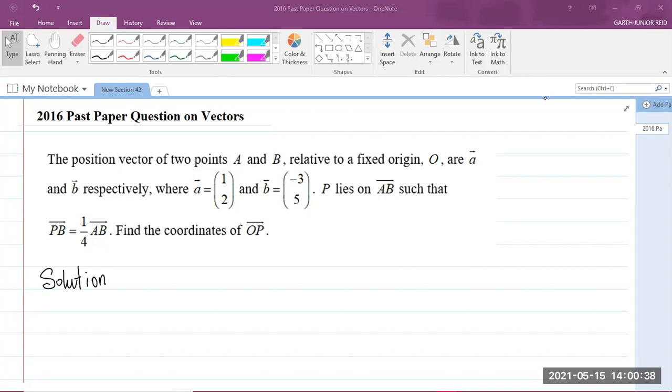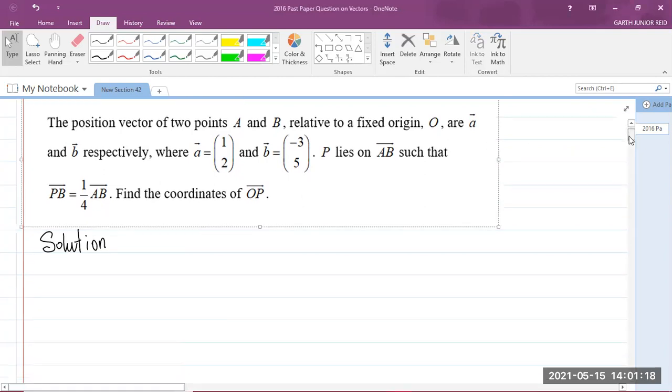Today, we'll be looking at a 2016 past paper question on vectors for the CSEC Additional Mathematics. All right, so we're focusing on vectors. Now, the question says that the position vectors of 2 points A and B relative to a fixed origin O are vector A and vector B respectively, where vector A is equal to (1, 2) and vector B is equal to (-3, 5). And it says that the point P lies on the vector AB such that vector PB is equal to 1 over 4 multiplied by the vector AB, and we are to find the coordinates of vector OP. Okay, so let's go right into the solution here now.